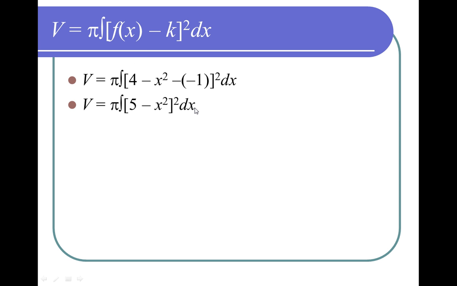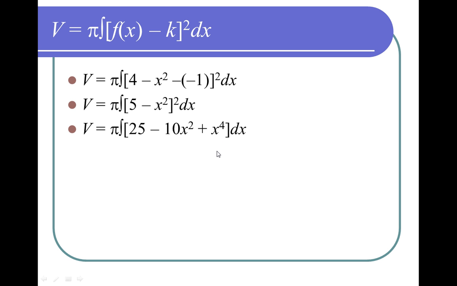Okay, so I plug in what I know. My f of x is 4 minus x squared. My k is -1. And so I've got 5 minus x squared, and all of that is being squared. And as I've said before, I go and take the antiderivative of this, I need to simplify it as much as possible. I actually need to square this out. Okay, and if I do that, I get 25 minus 10x squared plus x to the 4th.